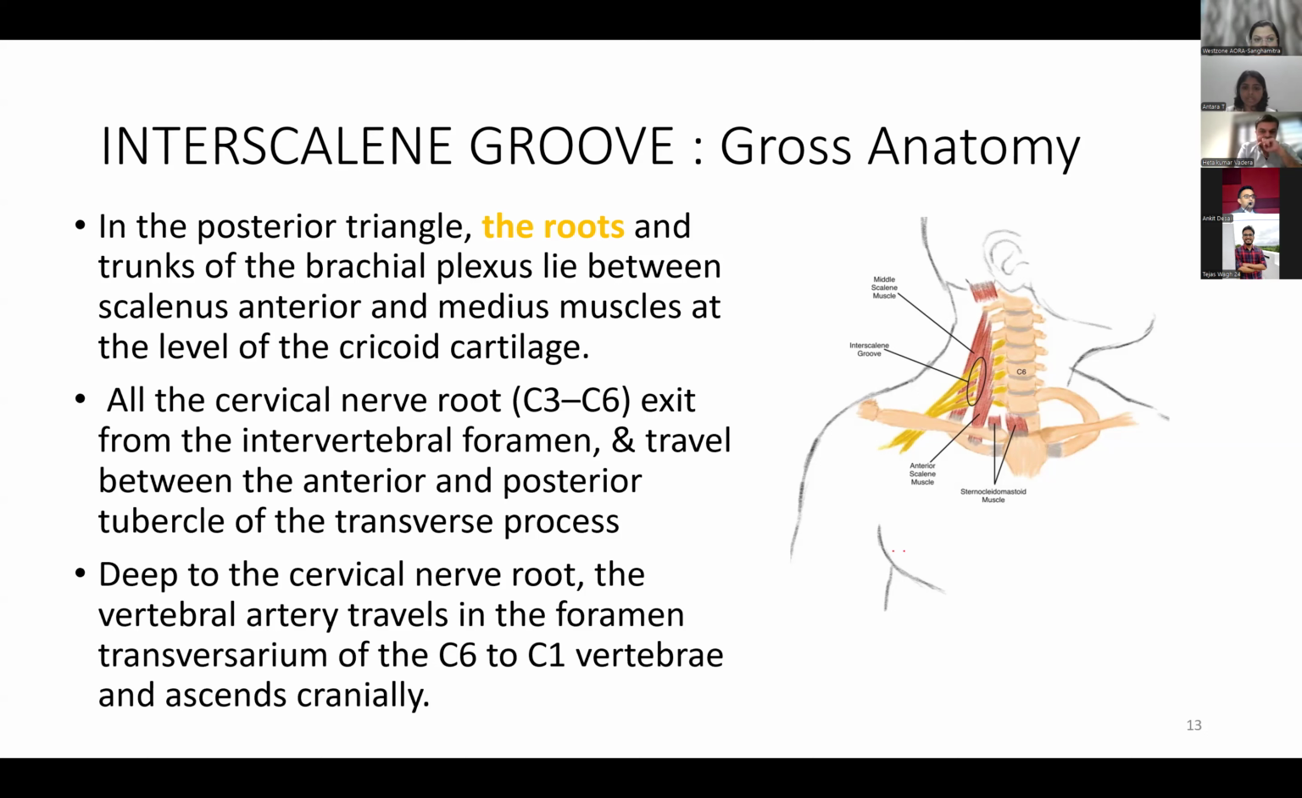All the cervical nerve roots from C3 to C6 exit from the intervertebral foramen and travel between the anterior and posterior tubercle of the transverse process. Deep to the cervical nerve root, the vertebral artery travels in the foramen transversarium from C6 to C1 vertebrae, and it ascends cranially, and that's how close the vertebral artery lies to the roots of the brachial plexus.